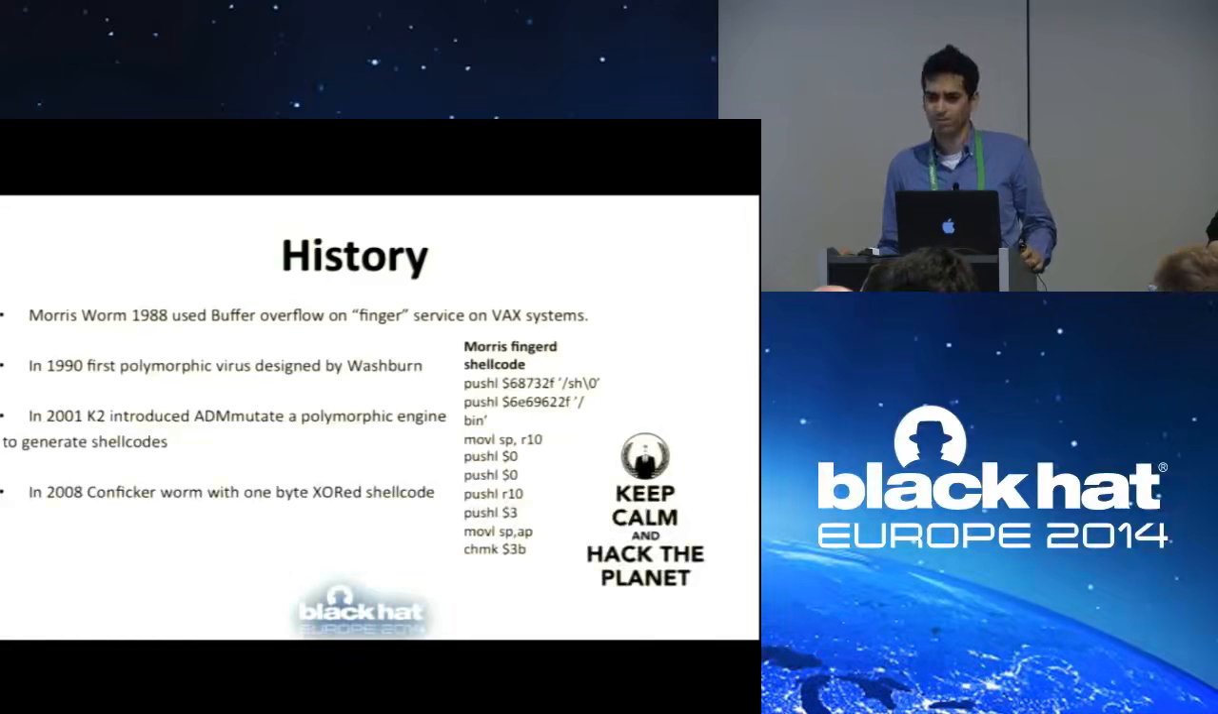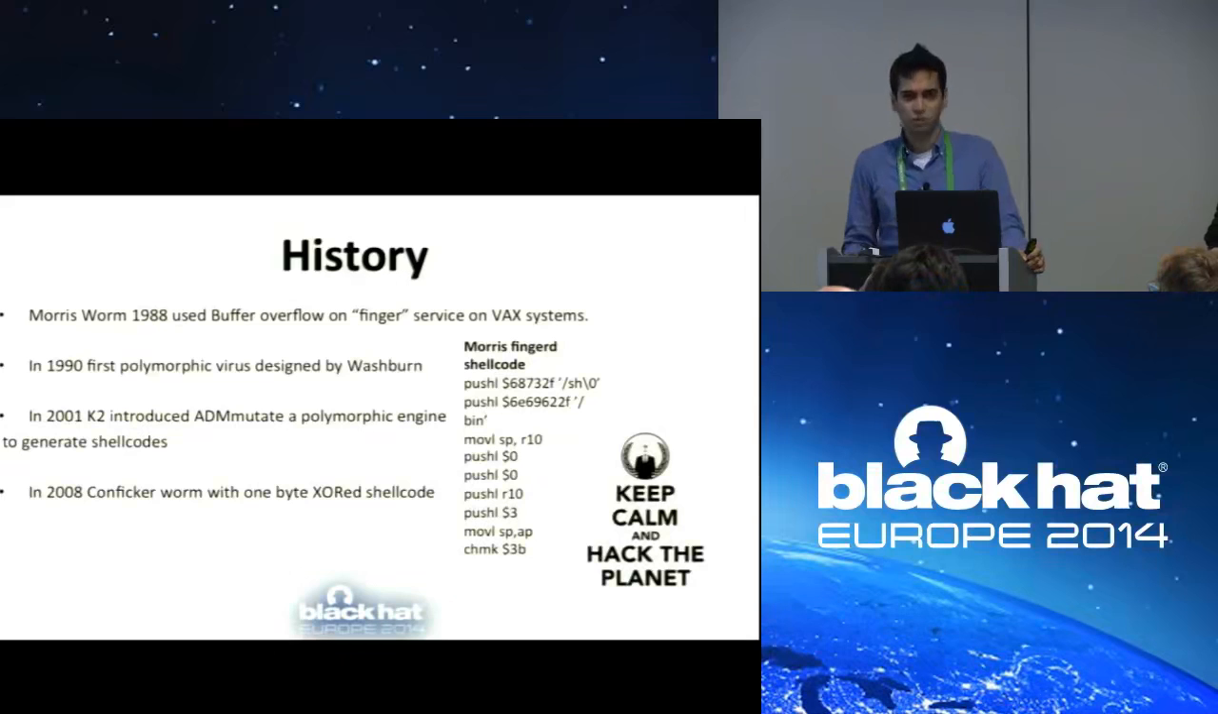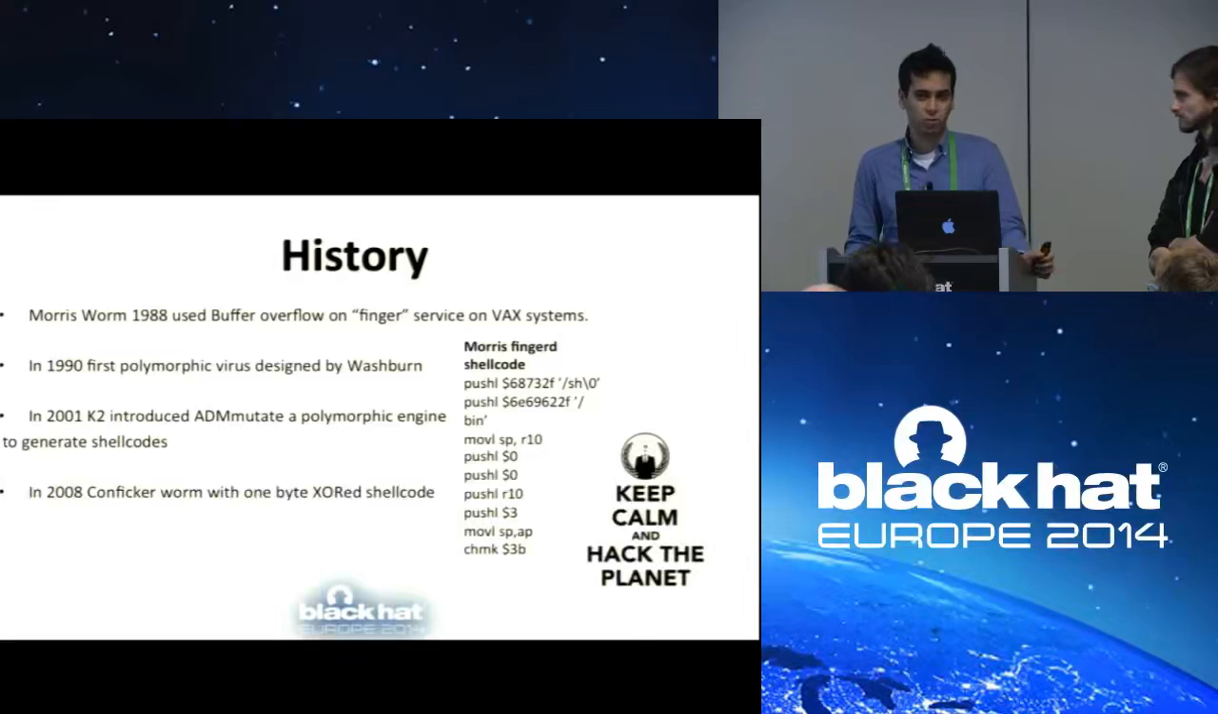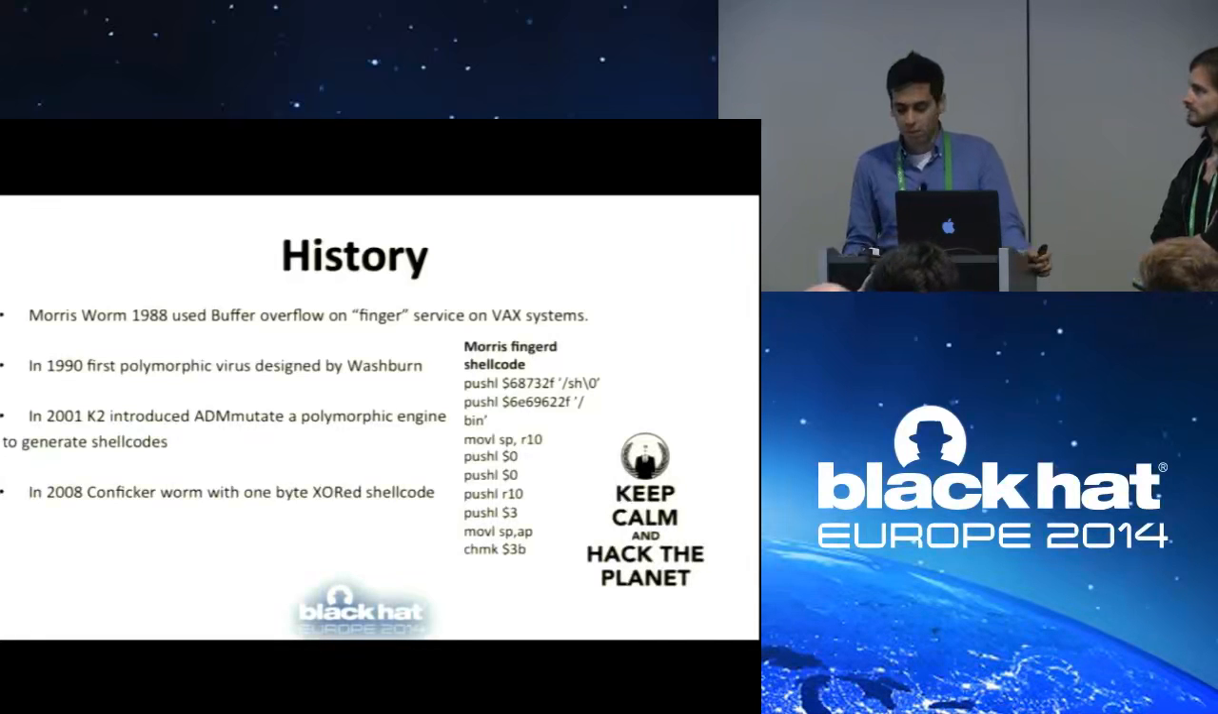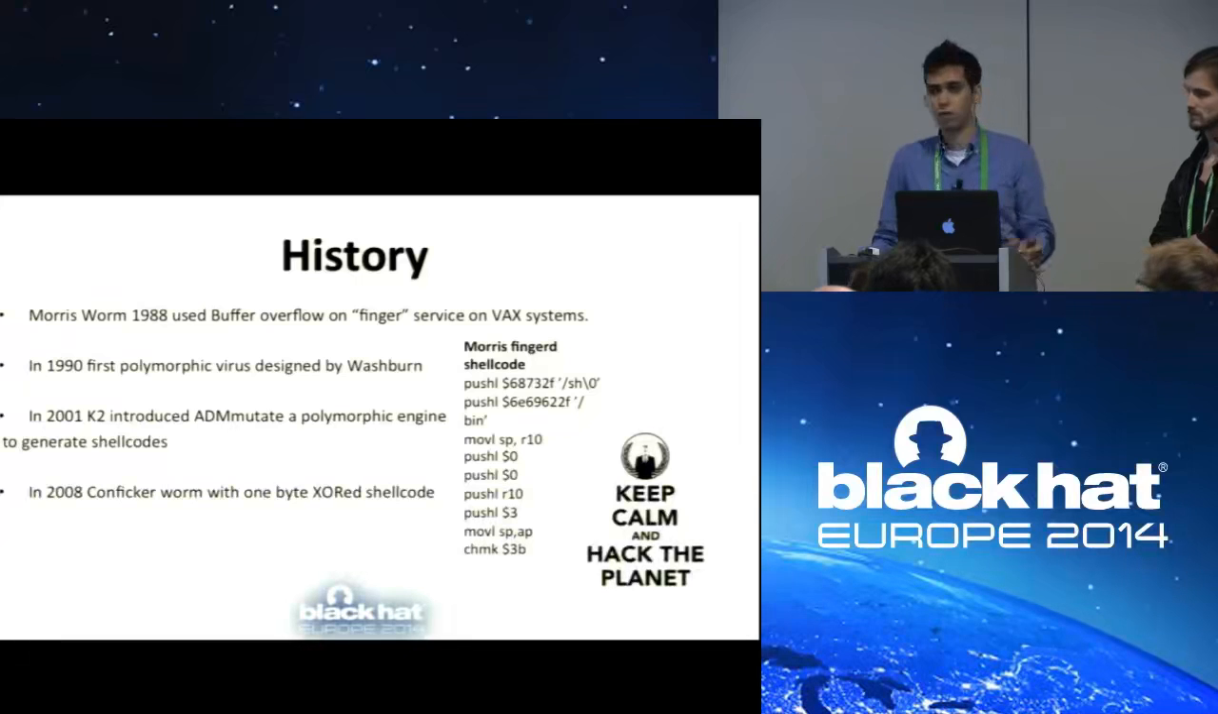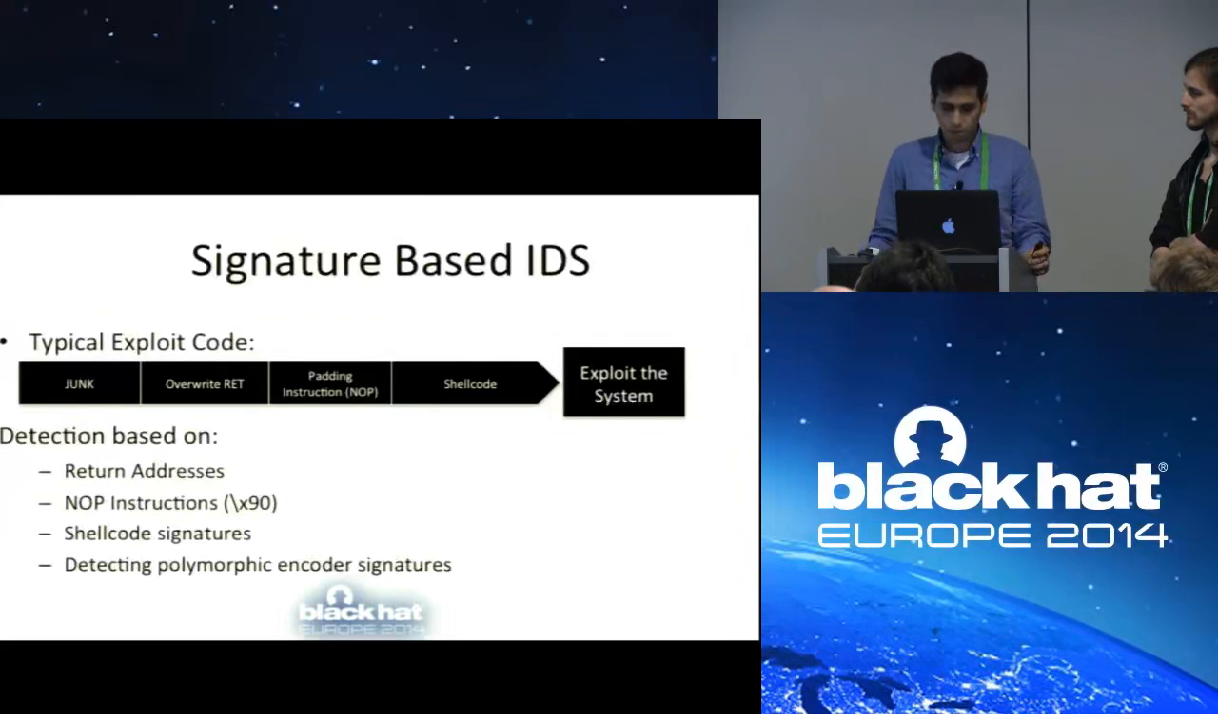Around 35 years ago, you had the first worms, which were the first time using buffer overflow attacks, and they were using shellcodes to exploit the systems. Then time by time, it evolved, using more complicated techniques, using polymorphic shellcodes, new encoders and so on. It became more and more advanced.